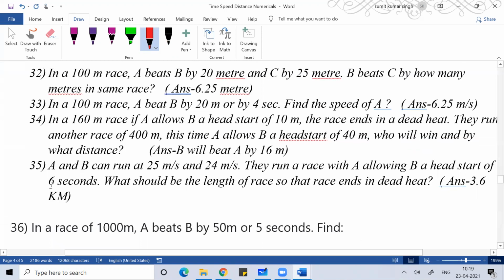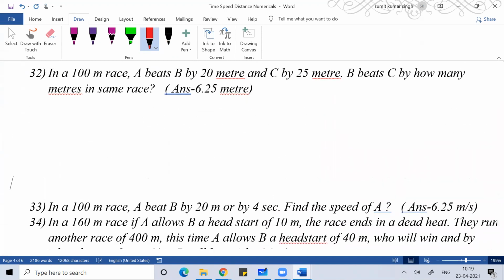In a 100-meter race, A beat B by 20 meters. So in a 100-meter race, A beat B. When A covered 100 meter, B covered 80 meter. In a 100-meter race, A beat B by 20 meter and C by 25 meter.